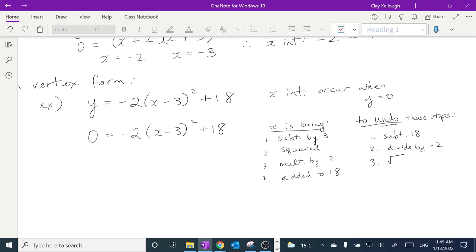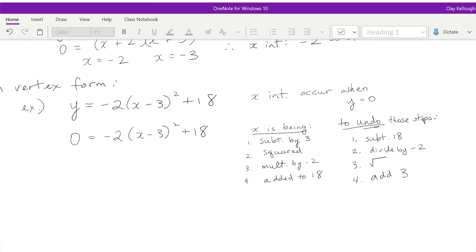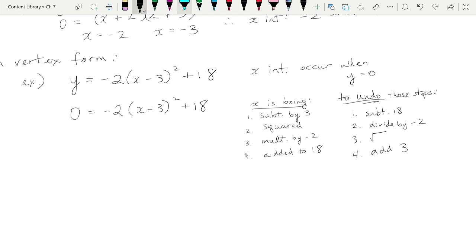Square rooting. I'll just use the symbol. It's less work, less writing. And finally, what's the opposite of subtracting by 3? Add 3. So these are the steps that I have to do to my question.